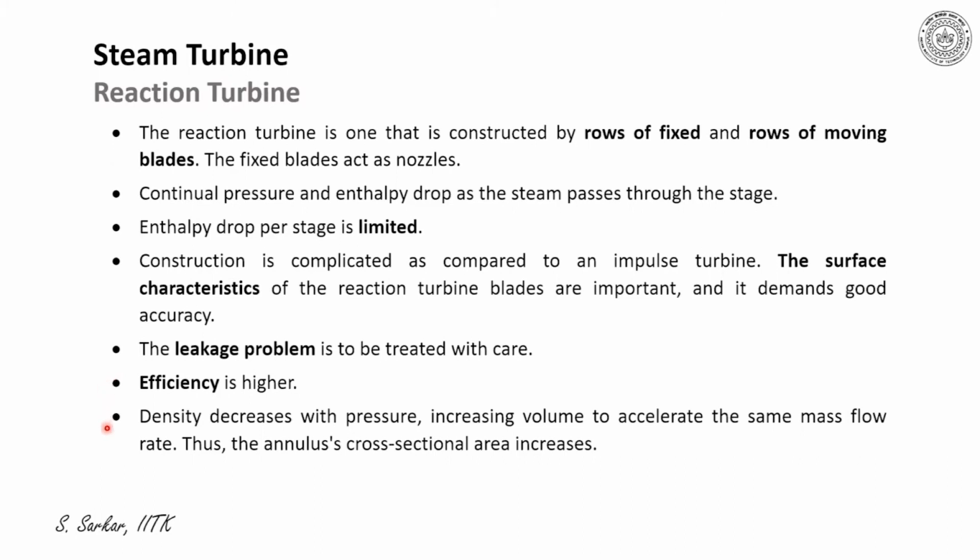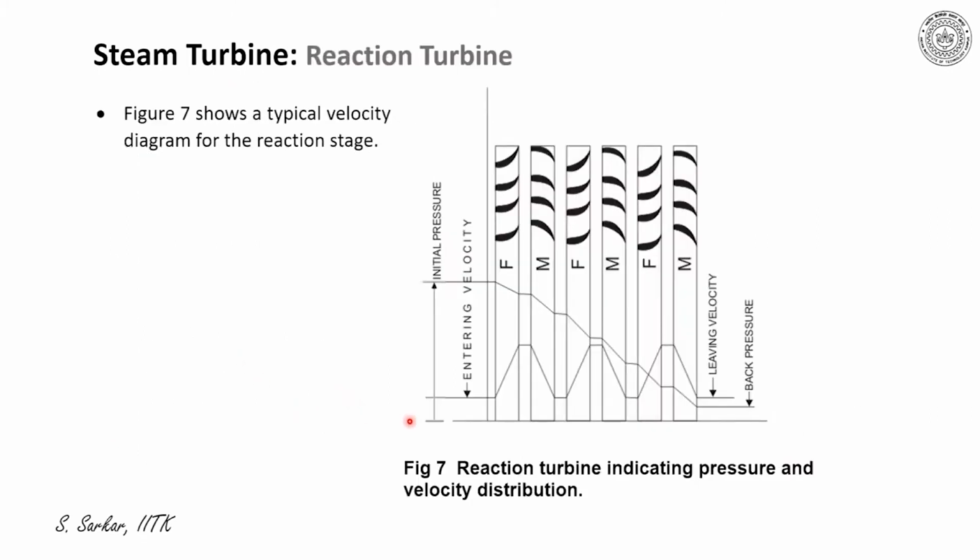Moreover, here density decreases with pressure, increasing volume to accelerate the same mass flow rate, and thus the annulus cross-sectional area increases. I have indicated in figure 7 a typical construction of a reaction turbine, which consists of a row of fixed blades followed by the moving blades, and a combination of fixed and moving blades is called a stage.